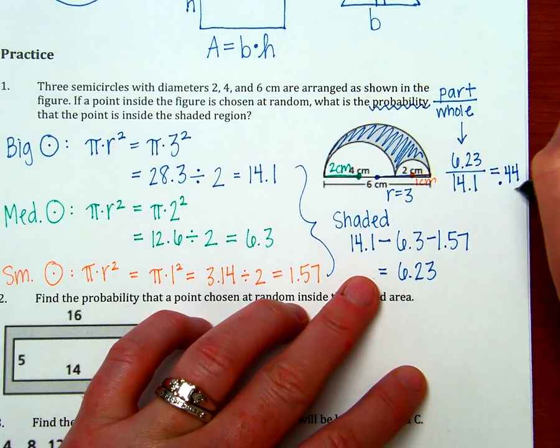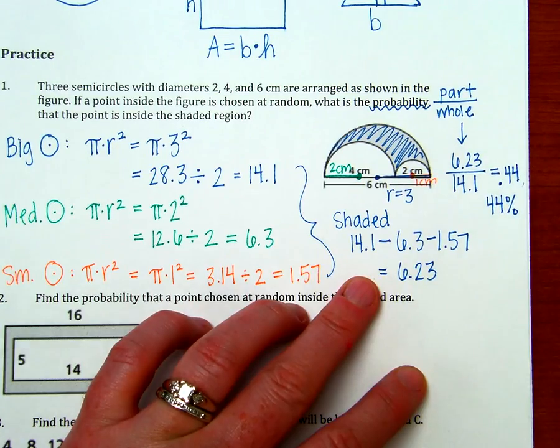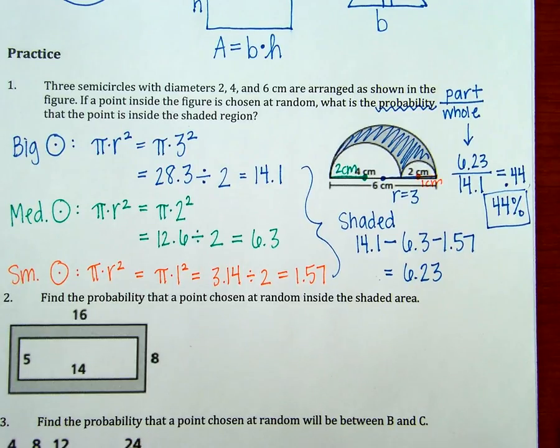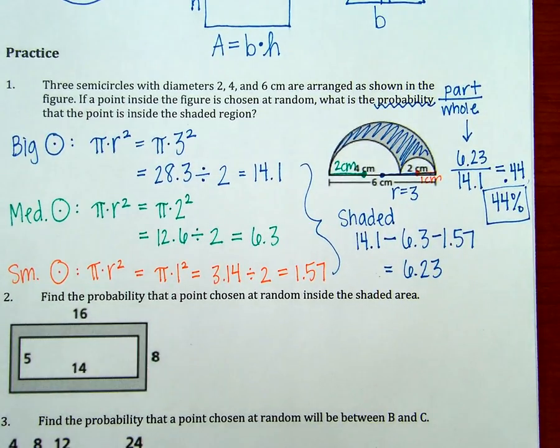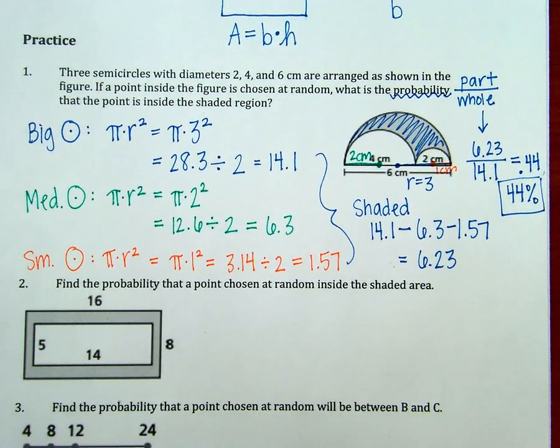And you can scooch that decimal over and call that 44% if you'd like. That means that 44% of this circle is shaded, or I would have a 44% chance of picking a point in the shaded area versus the white areas of it. So lots of formulas, lots of work, but not difficult work. All things that you guys are very familiar with.